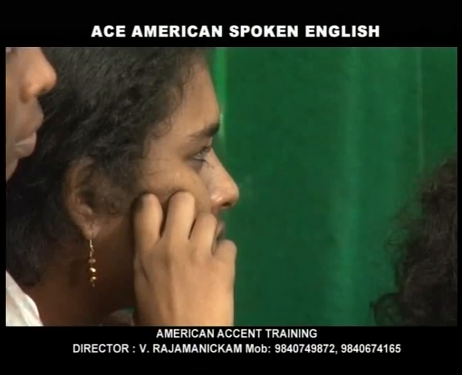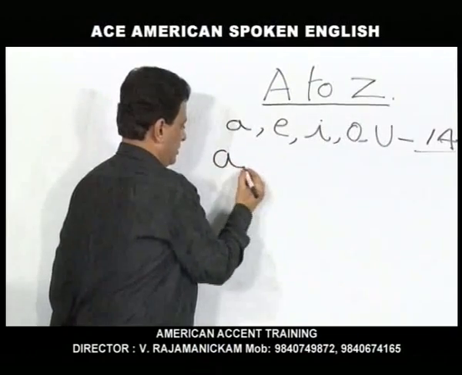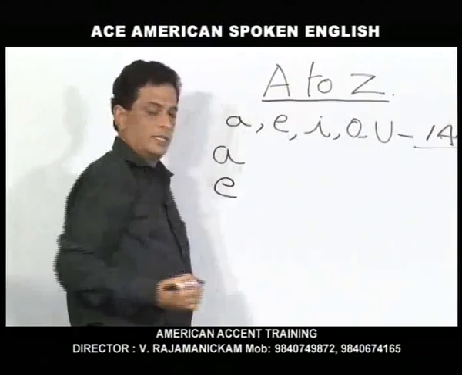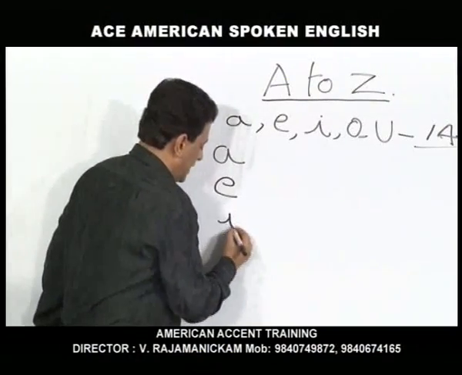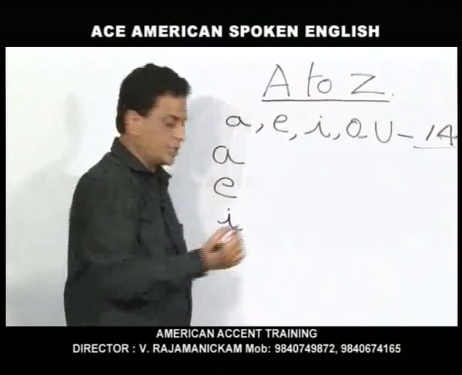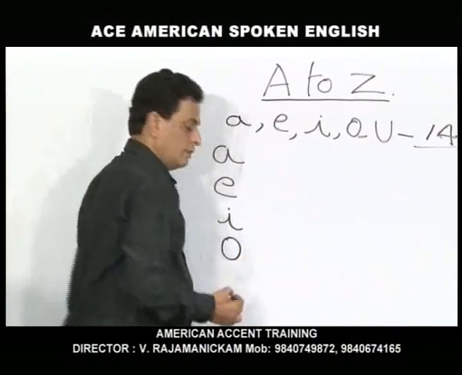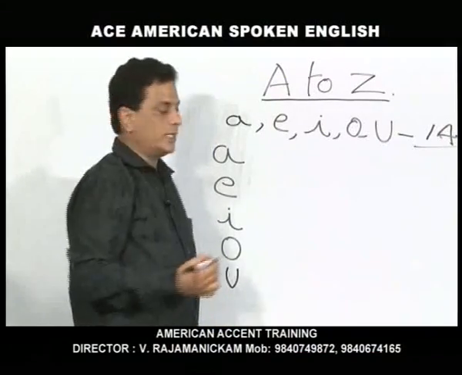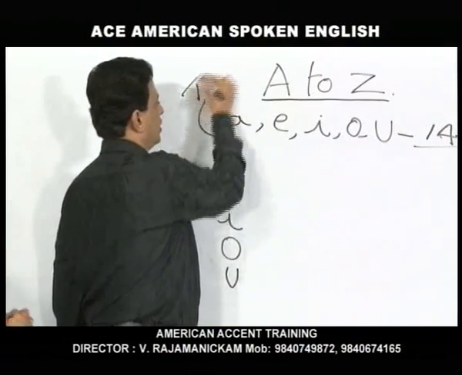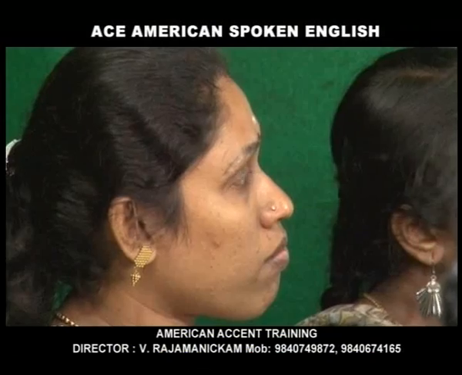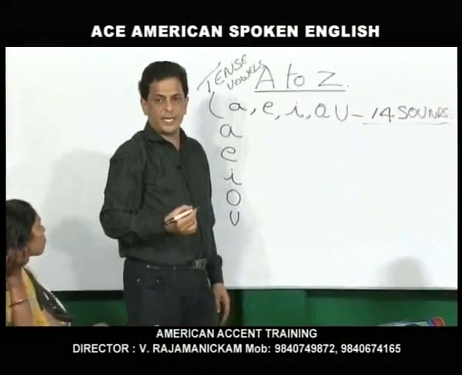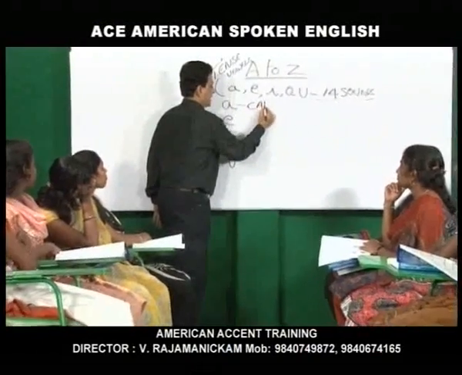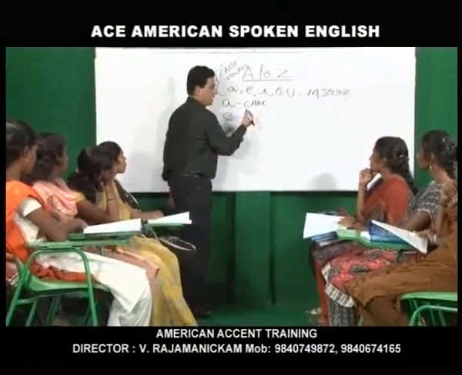The first sound is A. The second sound is E. The third sound is I. The fourth sound is O. The fifth is U. All these are called tense vowels. What do you call them? Tense vowels. For A, how do you pronounce it? Like cake.